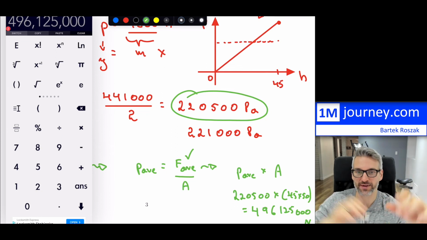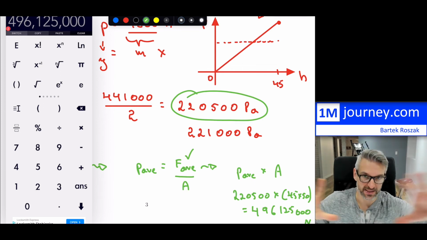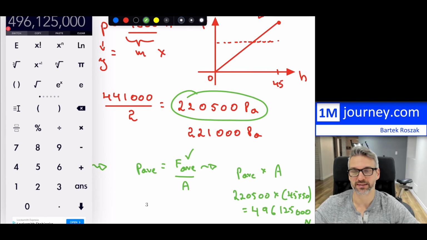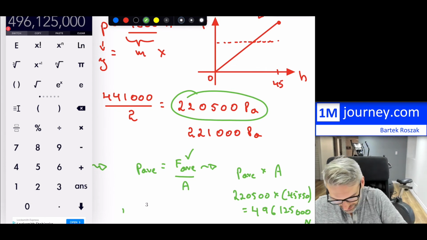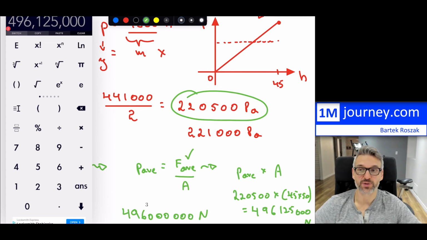But if we want the average, so if we know what the average pressure is, then we can find the average force. So it's pretty large, okay, except it's spread out over the entire surface. And if you're rounding it to 3 significant figures, it would have been 4, 9, 6, and then a bunch of zeros. So this is 496, and then 0, 0, 0, 0, 0, 0 newtons. All right, so that's another example out of the way.